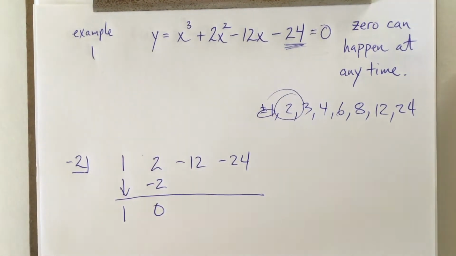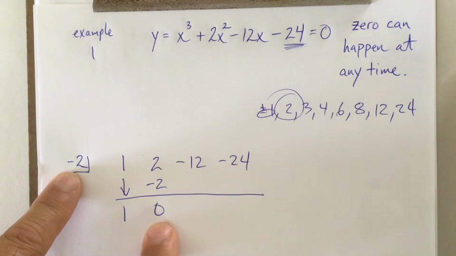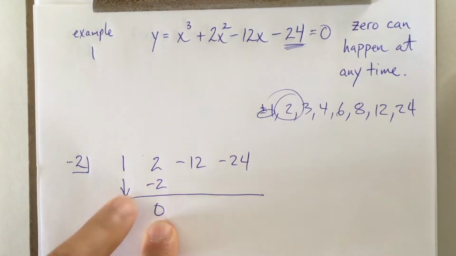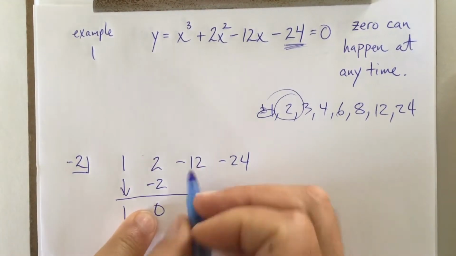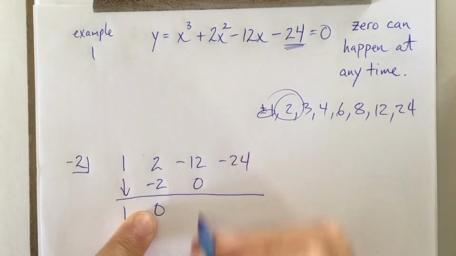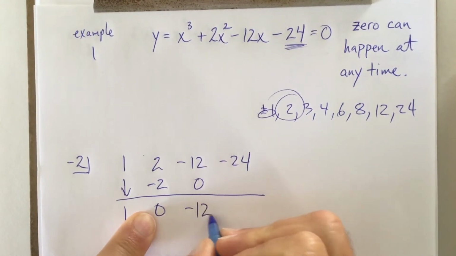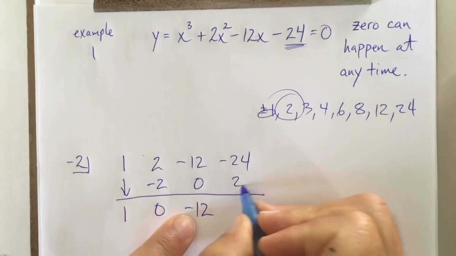Well, 0 is a number. Don't worry about it. If 0 didn't exist, I wouldn't know how much money I have. I wouldn't know how many friends I have. So I need 0 in my life. Anyway, negative 2 times 1, I got that. There's my 0. Negative 2 times 0 is 0. That's okay. Add down. We still continue. And then negative 2 times, there it is. See? Ha ha ha.